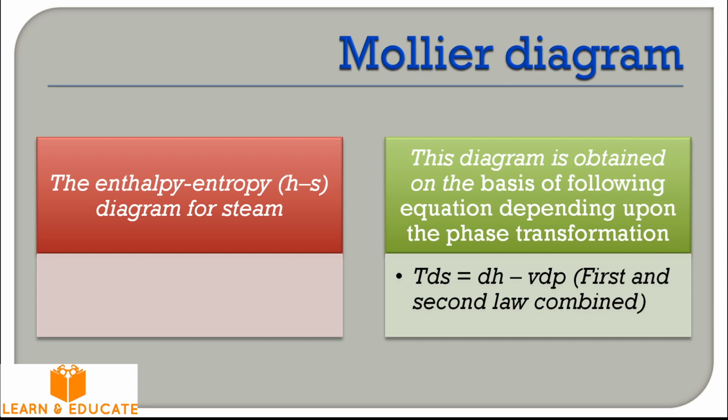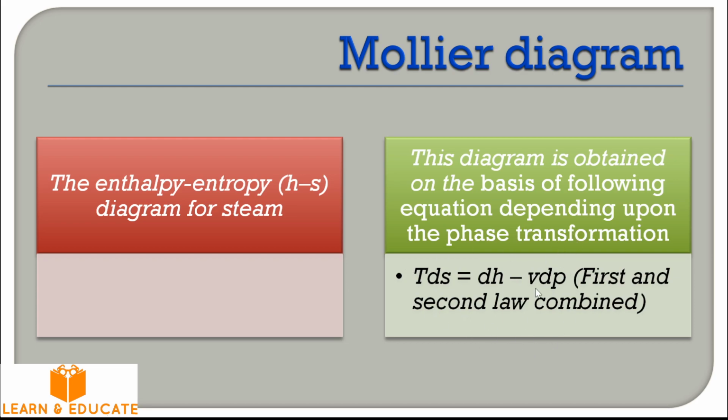Now if you don't want to look at the table, all these values are presented on a chart known as Mollier diagram. It is a plot between specific enthalpy and specific entropy. Specific enthalpy on the y-axis and specific entropy on the x-axis. This diagram is obtained on the basis of the following equation.